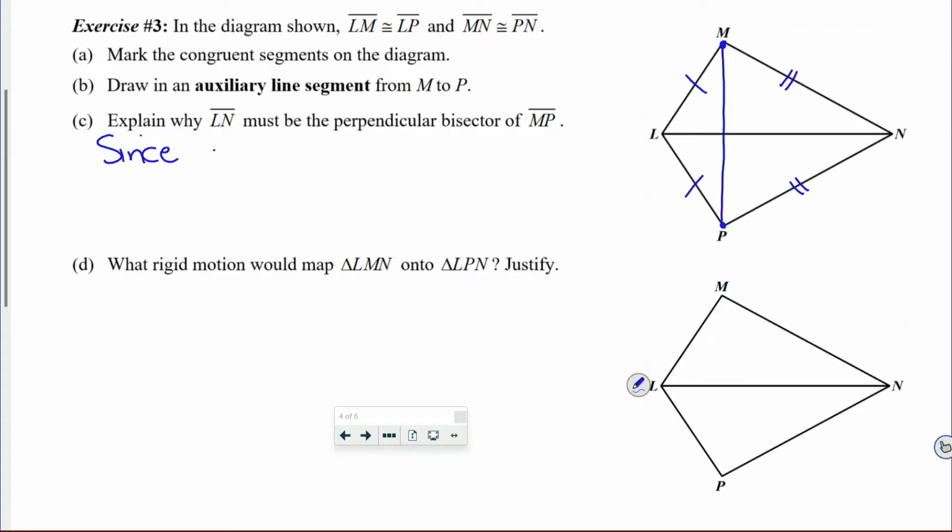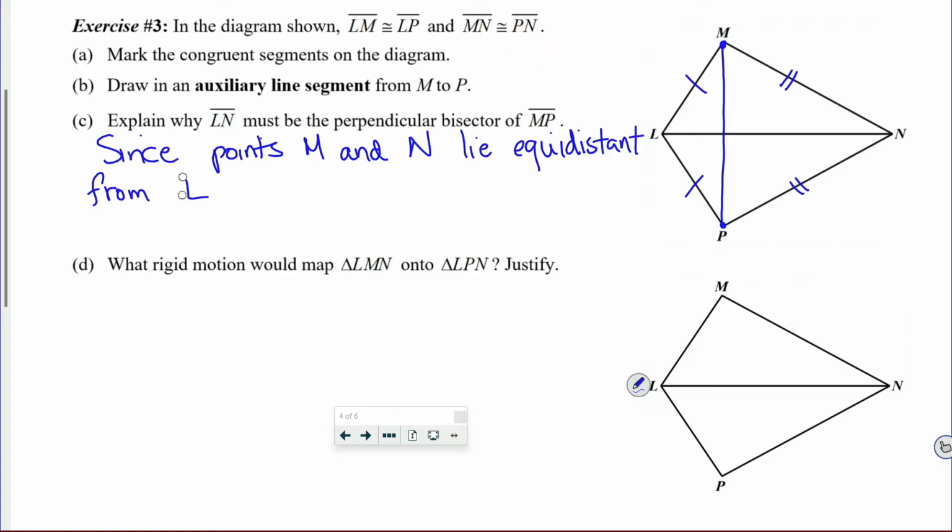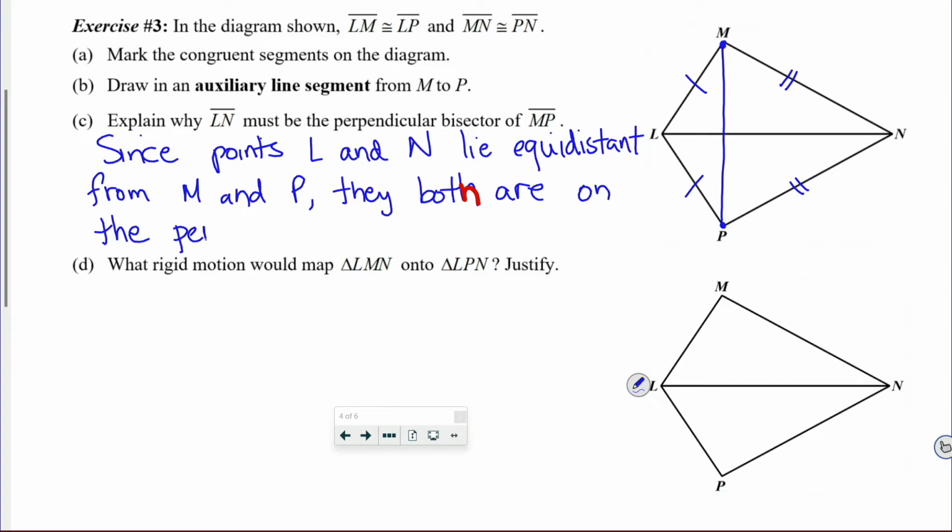So let's get that down in words. Since points L and N lie equidistant from points M and P, they both are on the perpendicular bisector of MP.